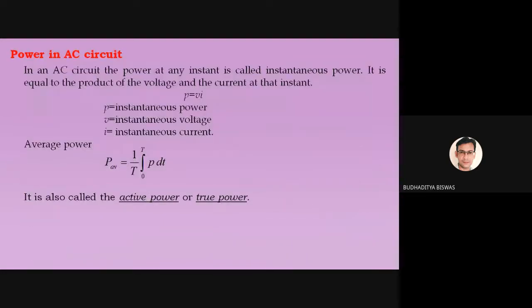Now come to this one, power in AC circuit. How to find out the power? Because in case of DC circuit, there is no confusion. Power is nothing but the multiplication of voltage and current. Only one formula is used. And what will be the unit of the power in DC circuit? What is the unit of the power? Watt. So if the current is in ampere and the voltage is in volt, then we get the watt as power if we just multiply these.